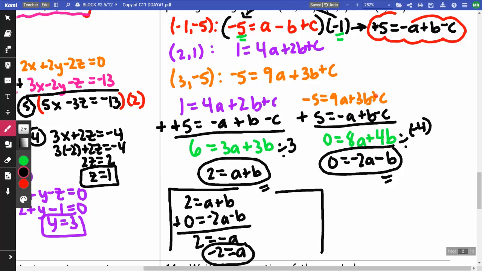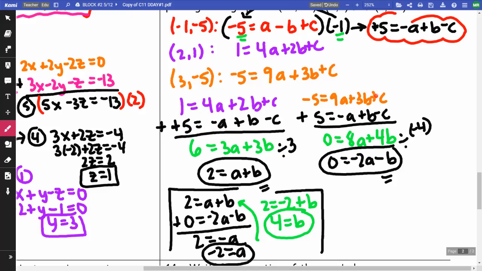I now need to put it into one of these equations and find my b. I'm thinking this one here. So I'm going to go 2 is equal to a, which is -2 plus b. I'm going to add 2, so I get 4 is equal to b. So I solved that little system. I'm going to take those two answers and put it into either my red, my purple, or my orange equation at the top. I'm thinking maybe the red.